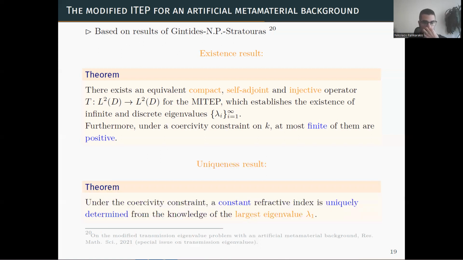Also, in this paper, we derive a uniqueness result for general, again, domains: that under this coercivity constraint, a constant refractive index of general shape is uniquely determined by the knowledge of the largest of the first modified transmission eigenvalue.